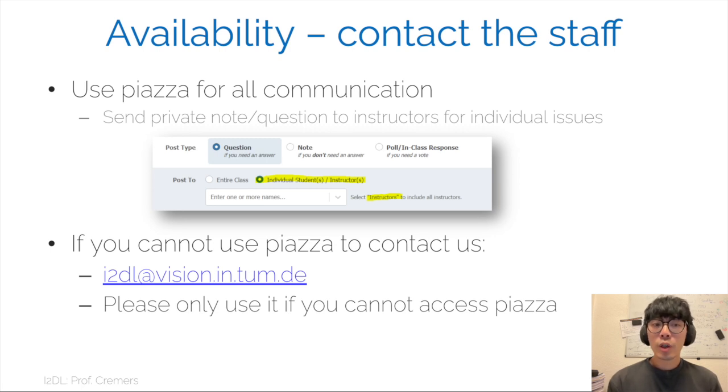About asking questions, again, we will use Piazza for all communication. You can ask questions there. There are different types of questions, but some questions are common and also relevant to other students. If it is a general question, you can set it to post to the entire class. But if your question is quite individual, like you have some problem accessing some homework, then you can post it as an individual question. But if you really cannot use Piazza and you still have some questions for us, then just use email.